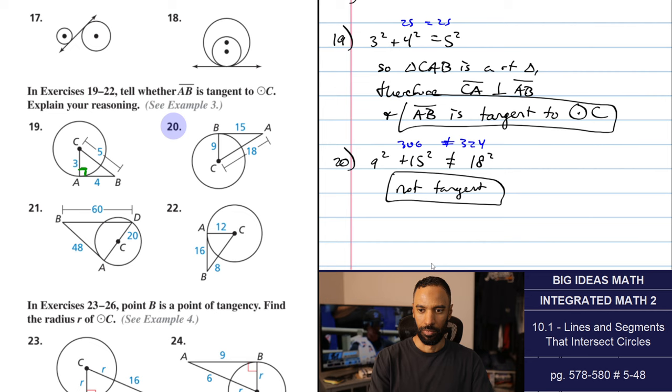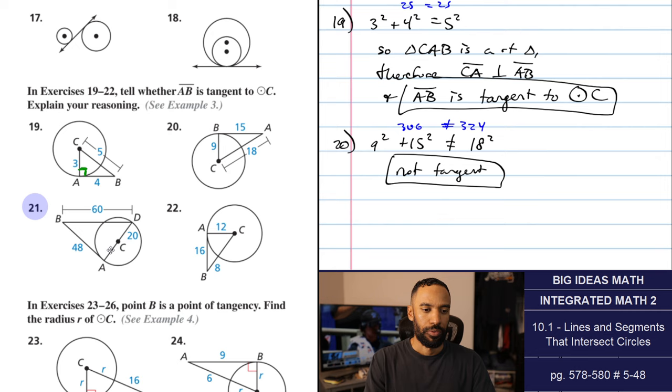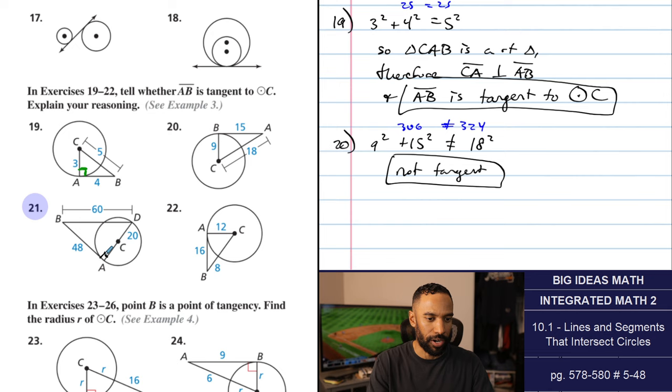Number 21. Now, we're trying to see whether AB is tangential to this circle here. We still want to see whether this is a right triangle or not. AD is a diameter, which means CA is still a radius. So if the radius intersects at a point there at a right angle, it's still tangential. It could be a diameter though as well.